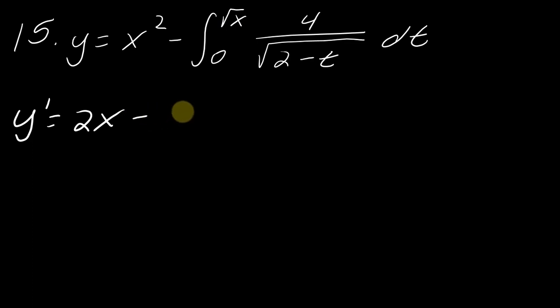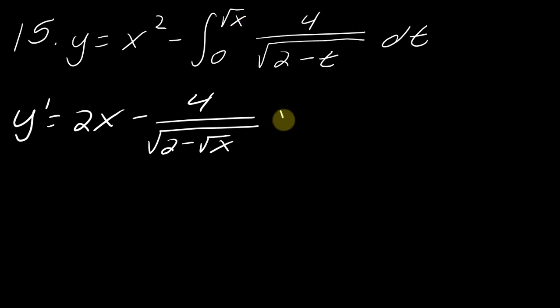So the way this is going to work, this will be 4 over the square root of 2 minus the square root of x. So I plug this part into the problem, and then I take the derivative of the square root of x. So this will be times 1/2 over the square root of x. So there's kind of all the pieces that go into this.